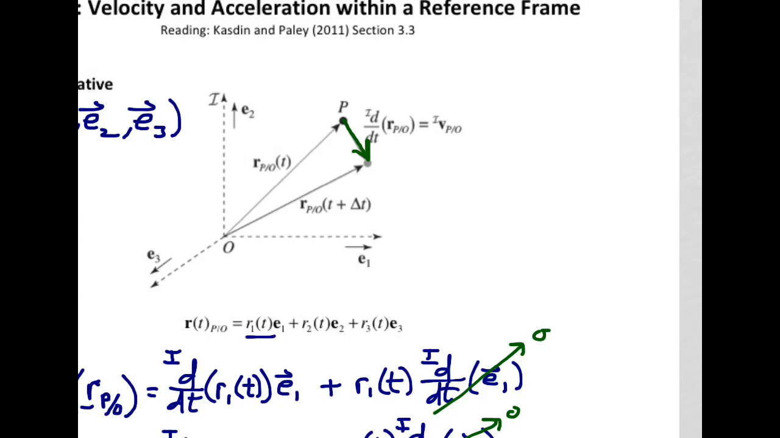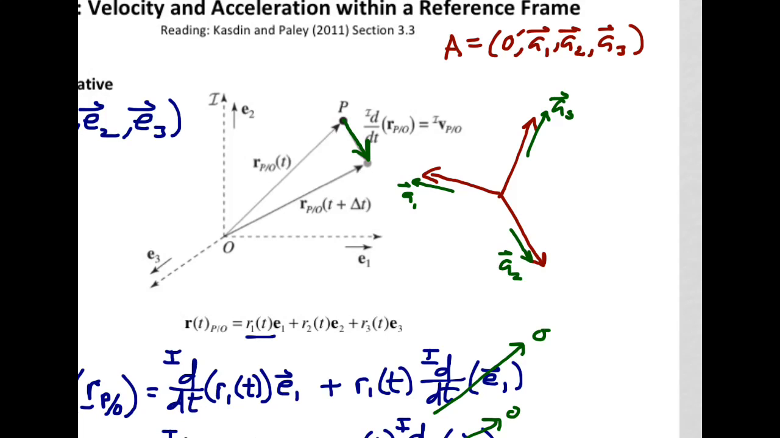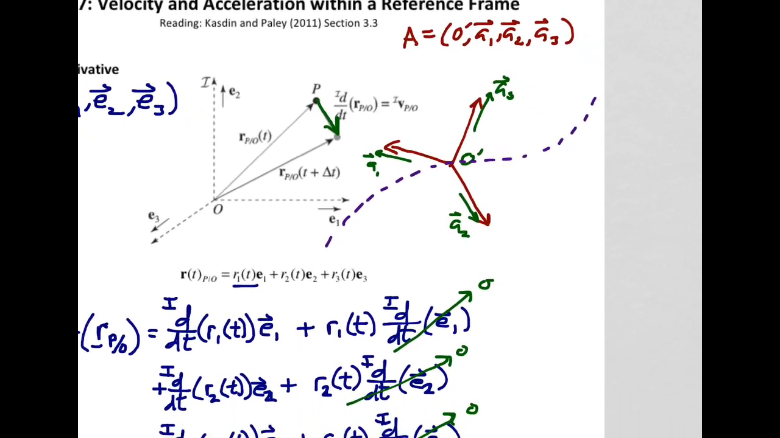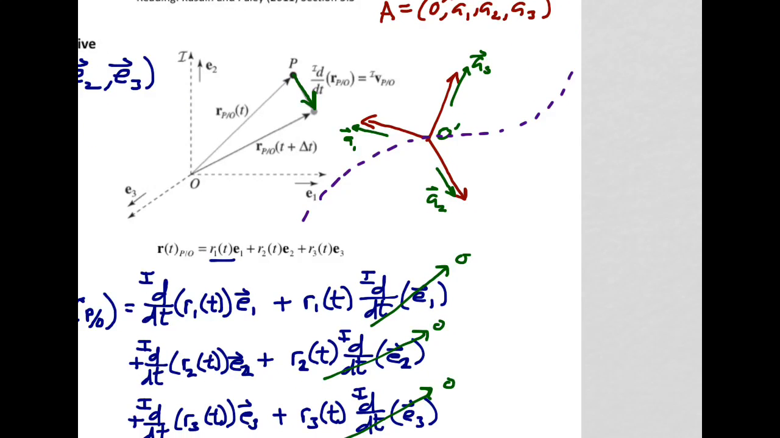Alright, let's see how far we can extend this concept. Let's say that we have another reference frame and we'll call this reference frame A. And A has an origin of O prime and then three basis vectors A1, A2, and A3. And so this is a separate reference frame. Let's say even that this reference frame is moving relative to the inertial reference frame. And we want to take the time derivative of point P with respect to O within the reference frame A.